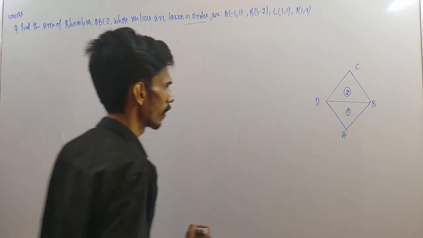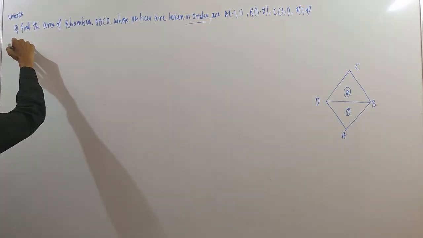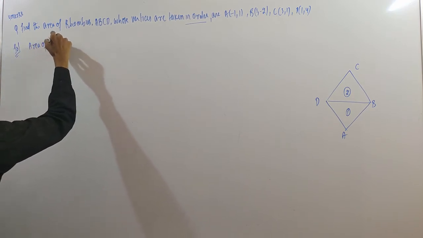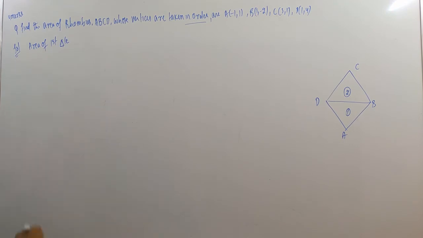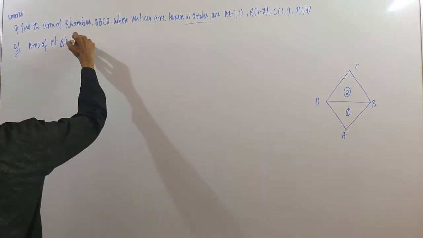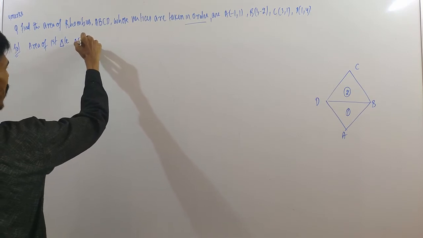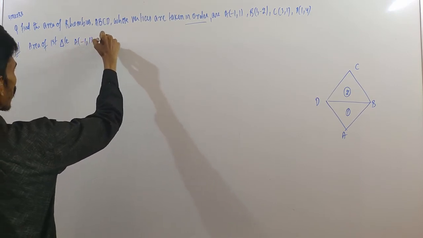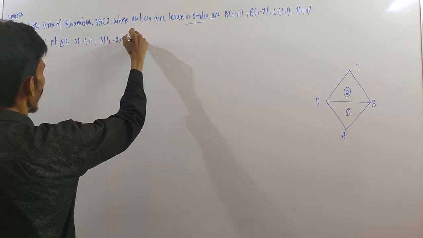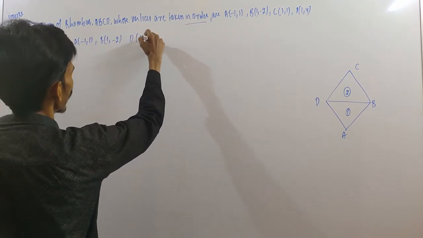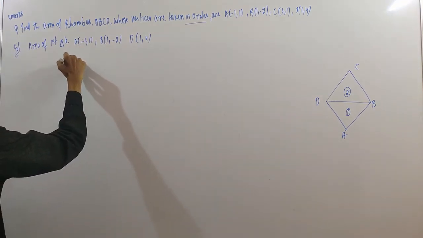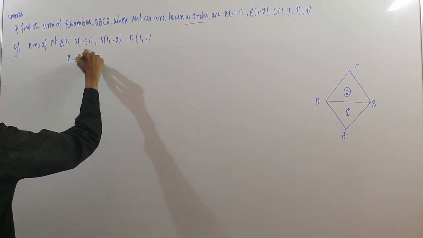Get the area of triangle 1. The area of the first triangle is ABD. A value is (-1, 1). B value is (1, -2) and D is (1, 4). So the area A1 is equal to 1 by 2.